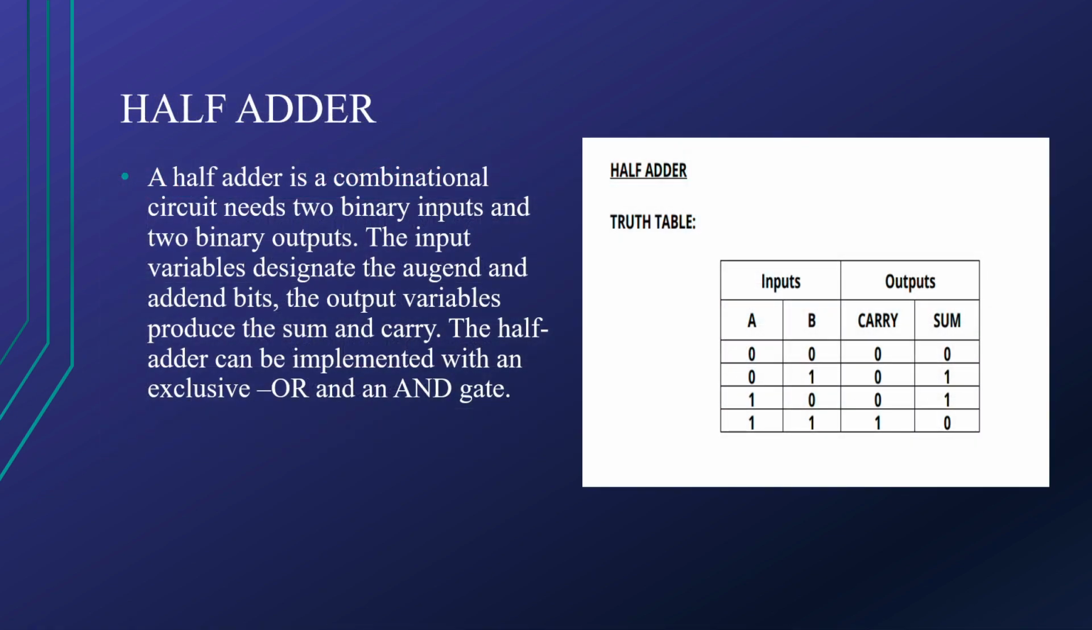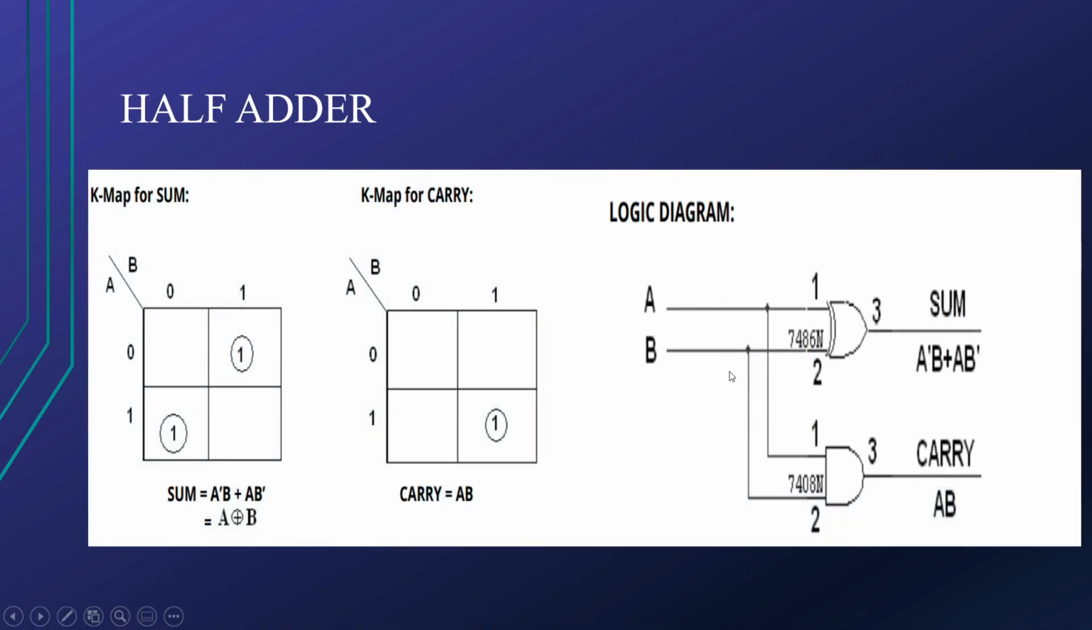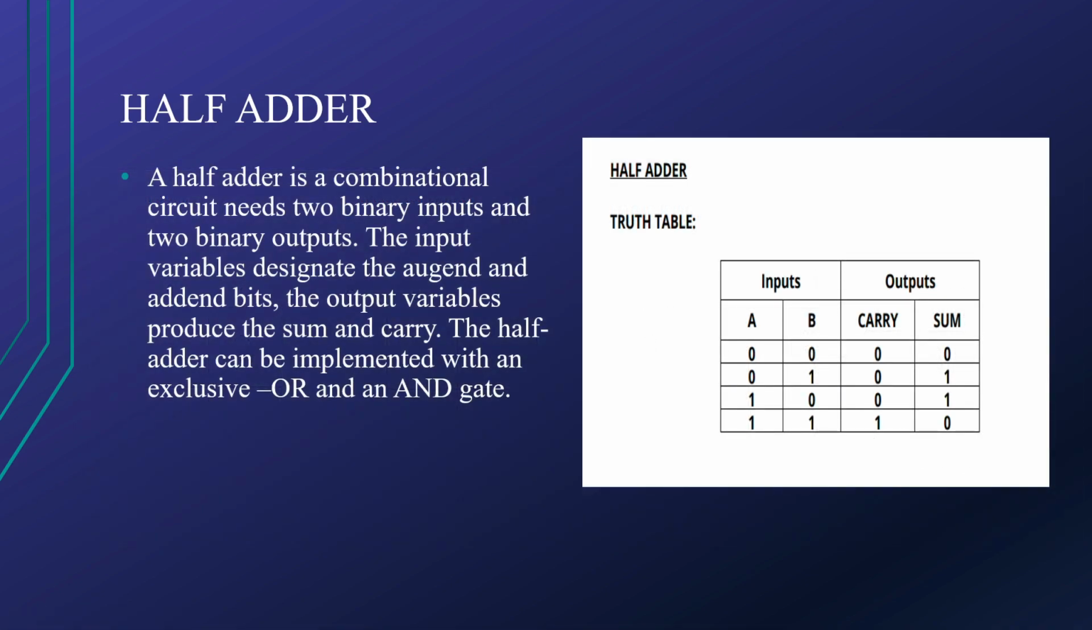First, we are going to see about half adder. A half adder is a combinational circuit which needs 2 binary inputs and 2 binary outputs. So, the half adder can be implemented with an exclusive OR and an AND gate. So, this is the truth table of half adder. When you give inputs as 0 0, you will be getting an output as 0 0.